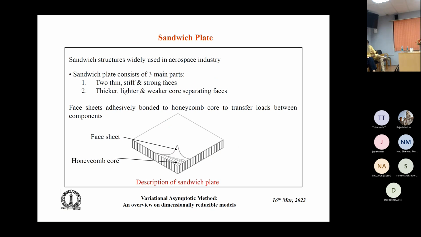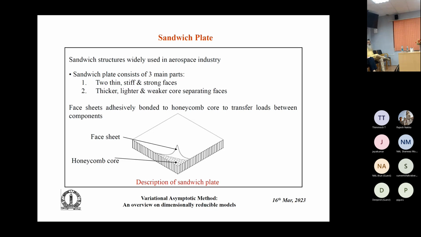So for the last 2 or 3 days, all the speakers would have discussed the plate or a beam with a composite. I'll be going to another type of structure, which is a sandwich plate. The sandwich plate is a very common structure used in the aerospace industry. It has mainly 3 structural parts which make up the sandwich structure.